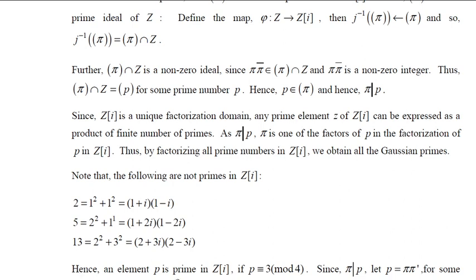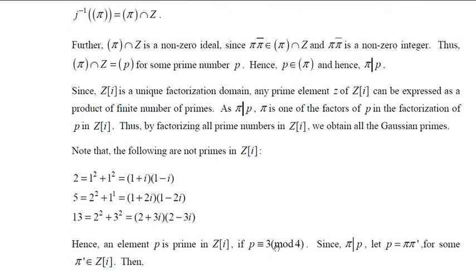And hence an element p is prime in Z[i] if it is congruent to 3 mod 4. For example, 2 is not congruent to 3 mod 4. Therefore, 2 is not prime in Z[i]. But 3 is congruent to 3 mod 4: 3 minus 3 is 0, which is divisible by 4. Therefore, 3 cannot be expressed as a sum of squares. 7 is congruent to 3 mod 4 because 7 minus 3 is 4, which is divisible by 4. But 7 cannot be expressed in this way. So any number which is a sum of squares cannot be congruent to 3 mod 4.